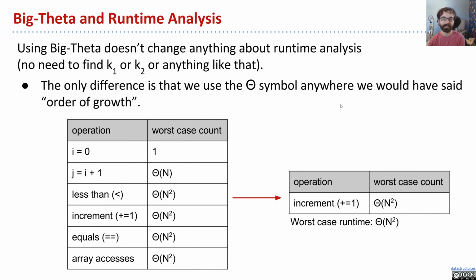Now, I'll note that using Big-Theta does not change anything at all about the way we do runtime analysis. We still collect counts of operations. We still think about the order of growth. The only difference is that anywhere we would have said order of growth, we'll now use Big-Theta. So, for example, if we counted all of our operations, we could just collect the worst case count in Big-Theta notation and say, okay, the number of less thans is theta n squared and so forth. And then we could summarize this table by focusing only on a single operation. And we'd get, in this case, that the worst case runtime is Big-Theta n squared.